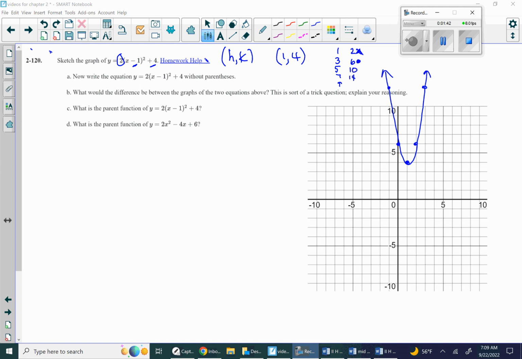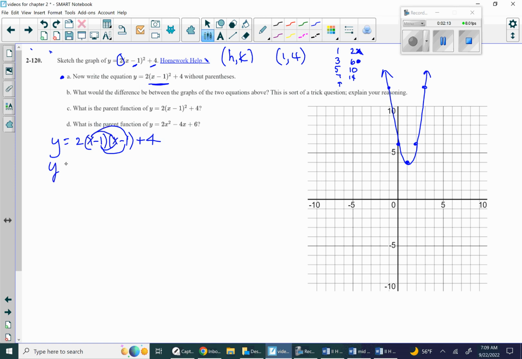Now it is asking us in part A right here to actually write this equation without parentheses. That does take a little bit of algebra and understanding some background. So let's go ahead and take a moment to do that. y equals 2 times (x minus 1) squared, I'm going to expand that. And that is the expectation so that you can see exactly what we need to do. We did this like the second or third week of school. So we have to get rid of this little fella first. So we're going to go ahead and distribute each piece.